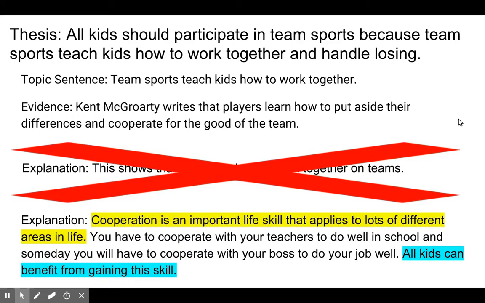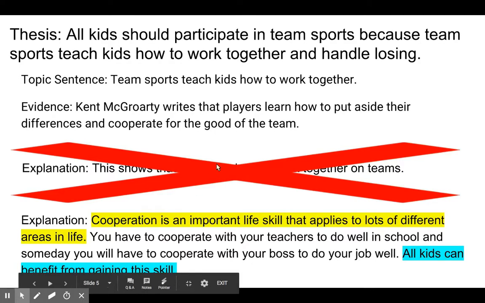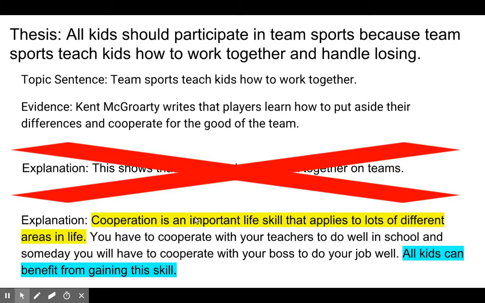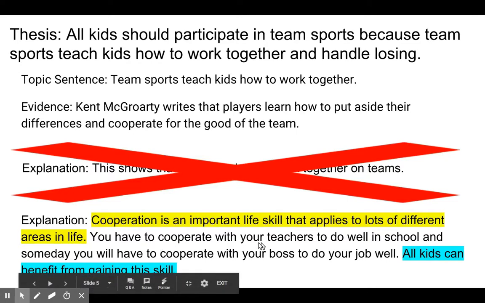Cooperation is an important life skill that applies to lots of different areas in life. You have to cooperate with your teachers to do well in school, and someday you will have to cooperate with your boss to do your job well. All kids can benefit from gaining this skill. So in my explanation, where it is highlighted yellow, I have connected my evidence back to my topic sentence. Cooperation is an important life skill that applies to a lot of areas in life. Cooperation is working together.